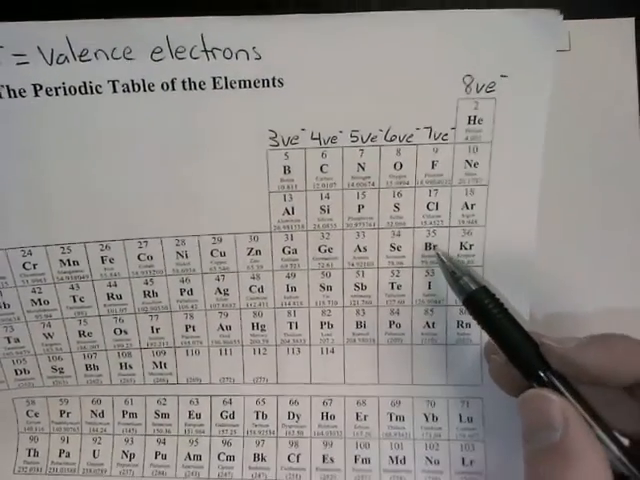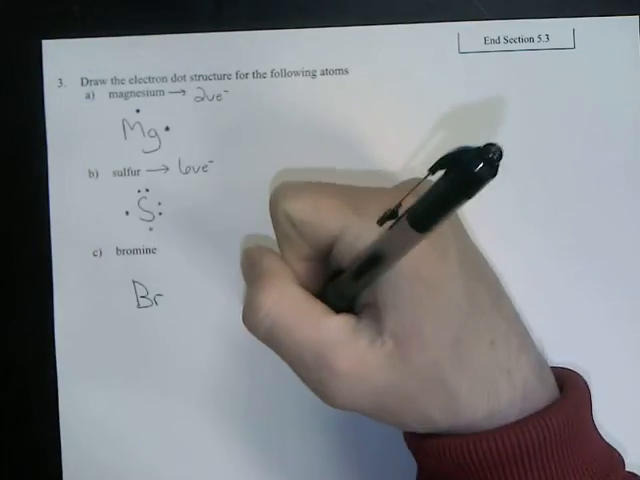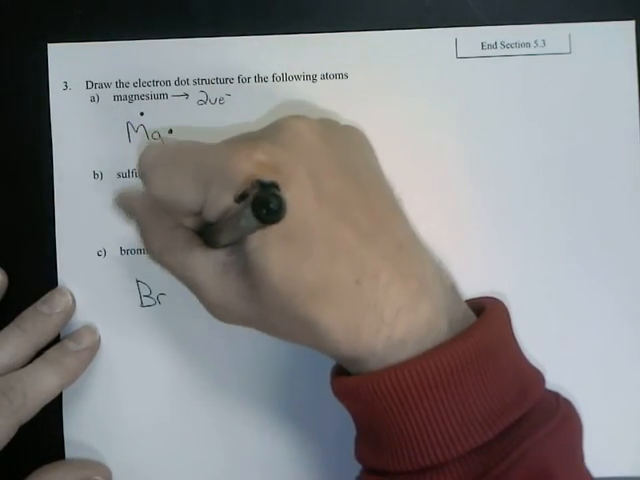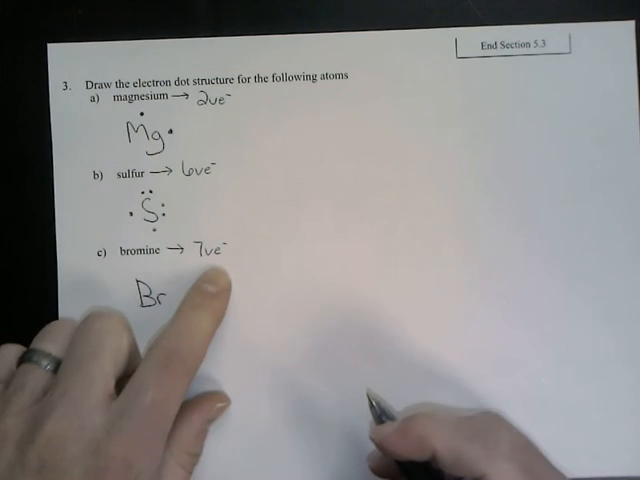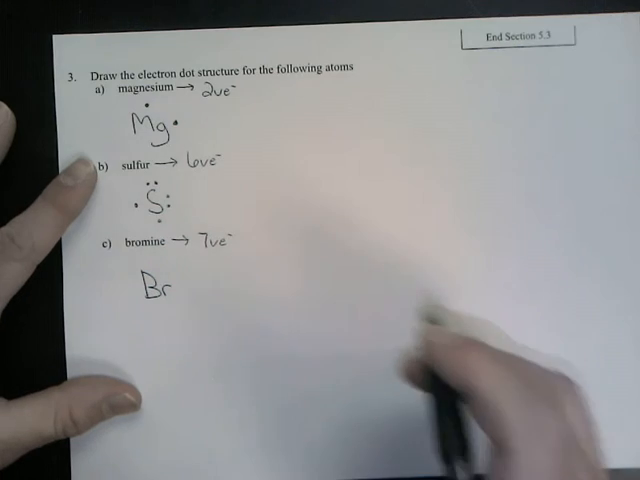Look up the element symbol for bromine. It's Br. And so we have Br. Br is in that up and down group, or that column, with 7 valence electrons. So we have 7 valence electrons. This means that Br needs to have 7 dots around it to represent those 7 valence electrons.